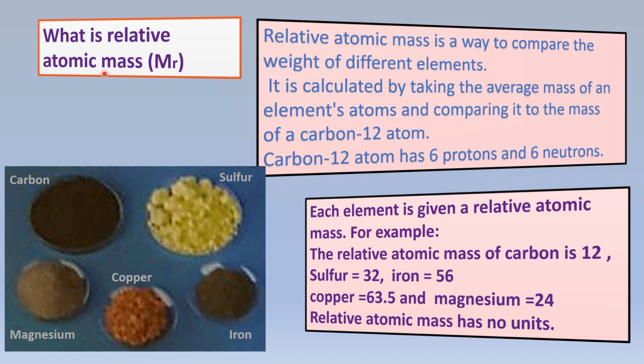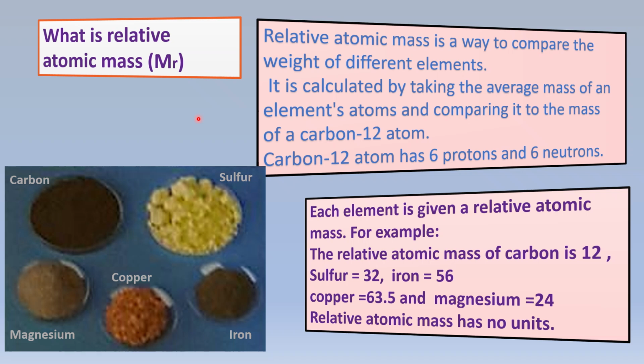What is the relative atomic mass, Mr? Now, scientists cannot measure the masses of atoms because they are very small. Therefore, they decided that they are going to find a relative atomic mass, which is a way to compare the weight of different elements to each other.